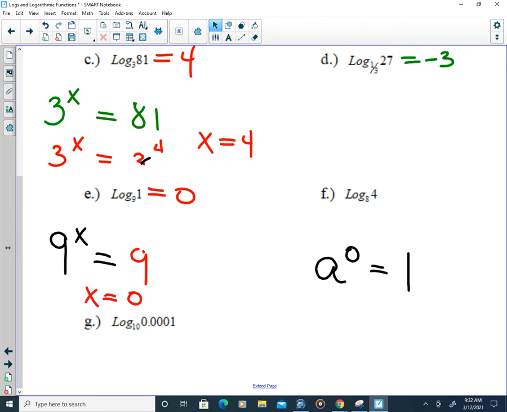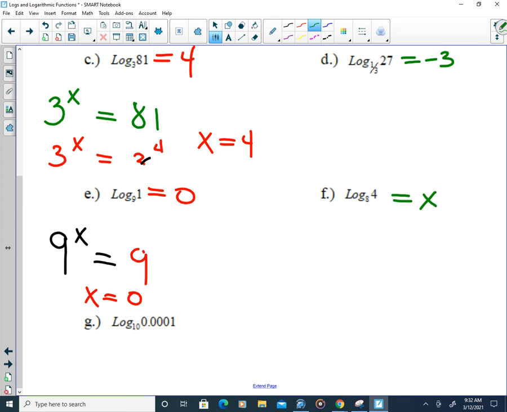That means 9 to the 0 power is 1. All right, let's look at F here. For F, we got log base 8 of 4. What is log base 8 of 4? So set it equal to x.